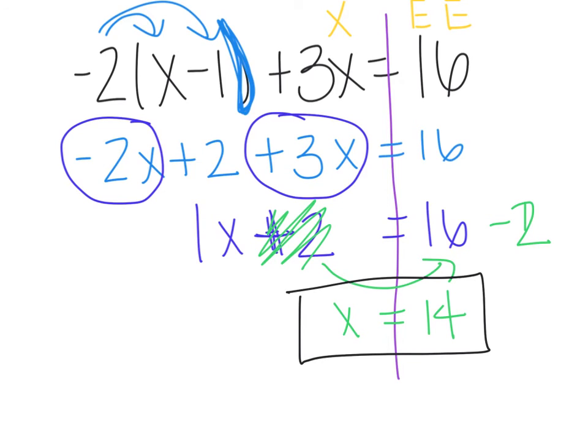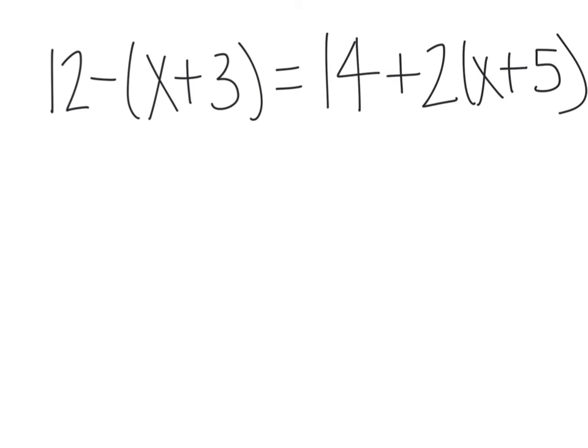We have found our answer to be 14. For our final problem, we have 12 minus x plus 3 equals 14 plus 2 parentheses x plus 5. So first thing I'm going to do is draw my line. And then I need to go ahead and simplify my sides.